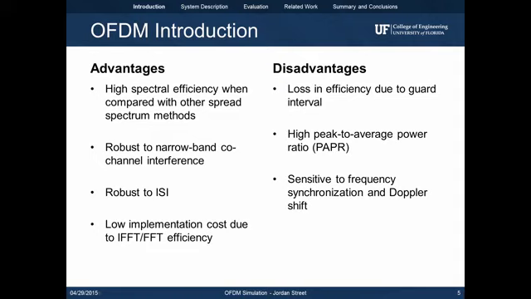Several advantages to OFDM include a high spectral efficiency, strong interference rejection, and low implementation costs. Disadvantages include a loss in efficiency due to the guard interval, high peak to average power ratio, and a sensitivity to both frequency synchronization and Doppler shift.